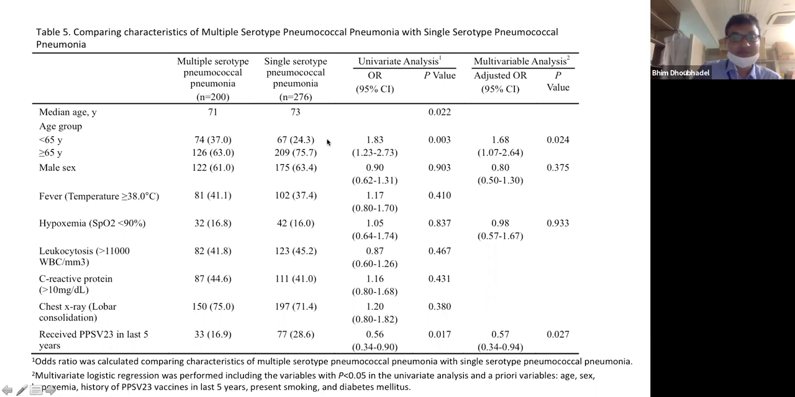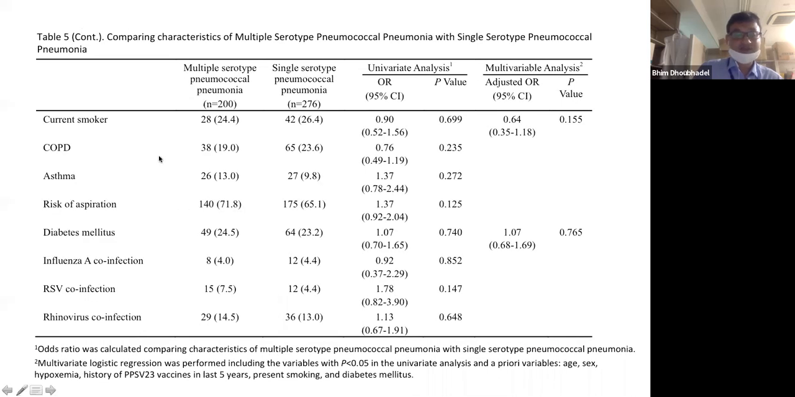And the only significant finding was 37% and 24%. So the p-value is significant. The other one, these vaccines, was significant, right? So it seems like polysaccharide vaccines are protective for multiple serotypes. And this is the same continuous table for the previous one, or the other characteristics. So no, there is no significant p-value.